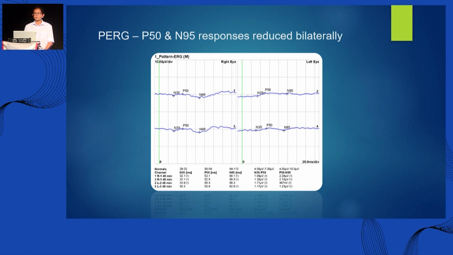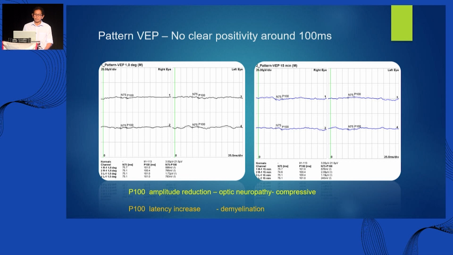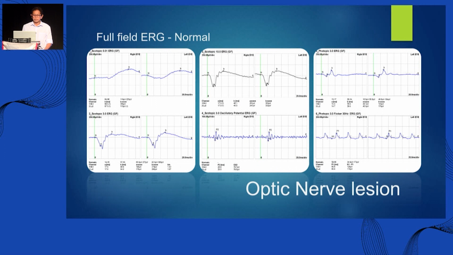But if the problem is actually in the optic nerve, then the P50 implicit time is preserved, and if primarily the ganglion cell input is the issue, P50 times will become abnormal. Here you can see that the P50 in milliseconds is within the normal lower range. So this is basically an optic nerve dysfunction, and the pattern VEP showed no clear positivity, and this is an optic nerve lesion.